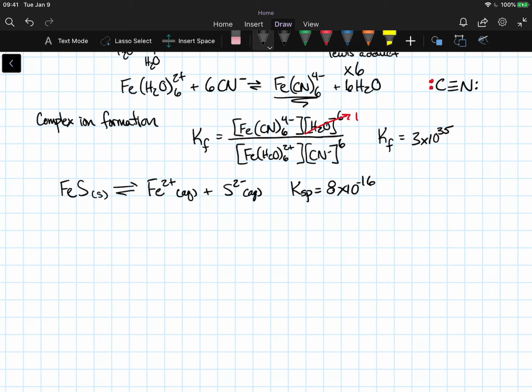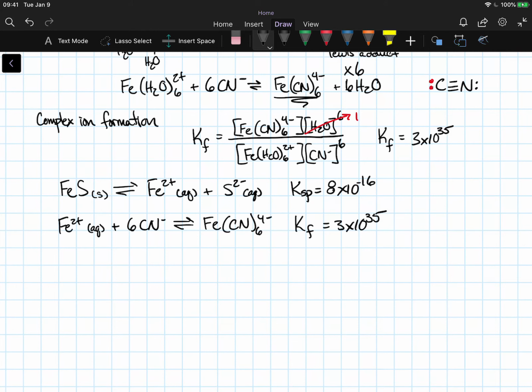But if we couple that, and we take that iron 2 plus and react it with cyanide, so essentially we'd have a beaker with the iron sulfide in it, and we would dissolve some cyanide into it. We get the formation of the complex ion. Let's make that a little more clear. Which we know has a Kf of 3 times 10 to the 35th.